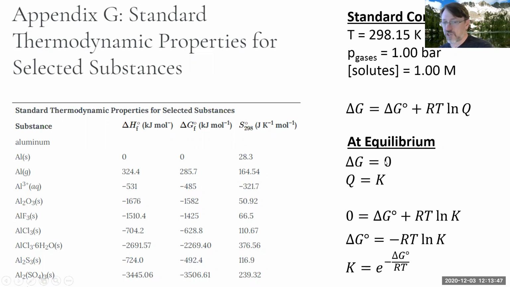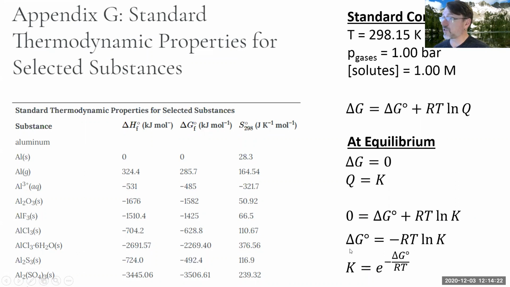So delta G equals 0 is true at equilibrium, but at equilibrium also Q, our reaction quotient, is equal to K, the equilibrium constant. If we plug those two values into the expression above, delta G equals delta G standard plus RT ln Q, we get 0 equals delta G standard plus RT ln K. All I've done is plug those two equalities that are specific to the equilibrium condition into the expression.